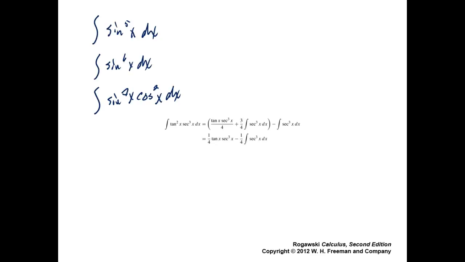for this section, I don't know why, they only have the odds. Describe a way of evaluating this one, the integral of sine 6x cosine squared x dx.